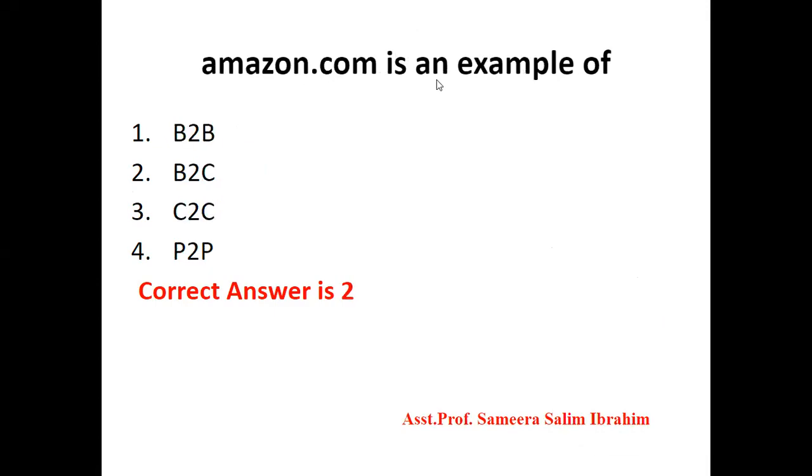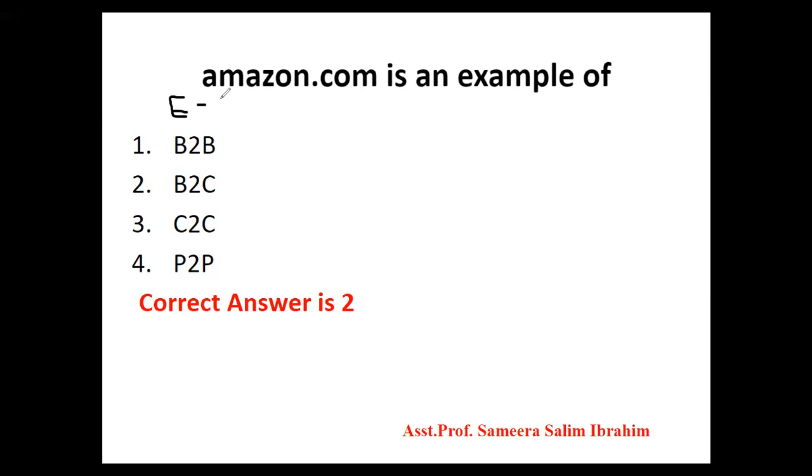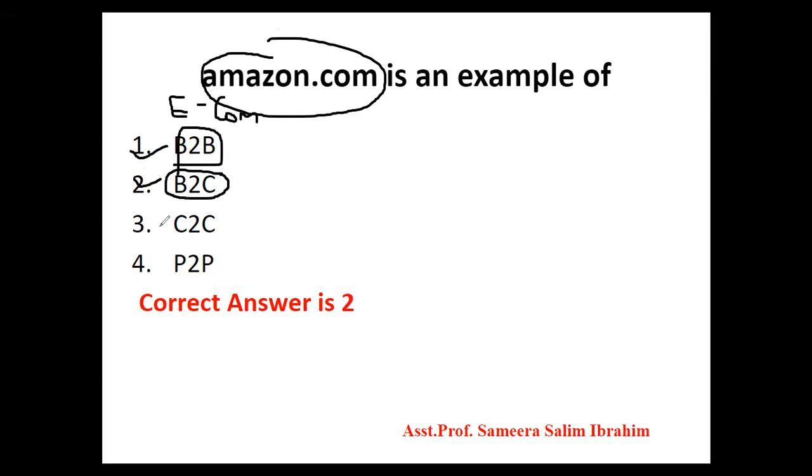Next question: Amazon.com is an example of which type? There are four options: B2B, B2C, C2C, and B2B. These are the types of e-commerce. I'm not giving you a detailed description, just a rough description here. E-commerce is buying and selling over the internet, that is electronic business. So the question is, Amazon.com is an example of which type of e-commerce? B2B is business to business. B2C is business to consumer. The third one is C2C, consumer to consumer, and the last one is peer to peer.